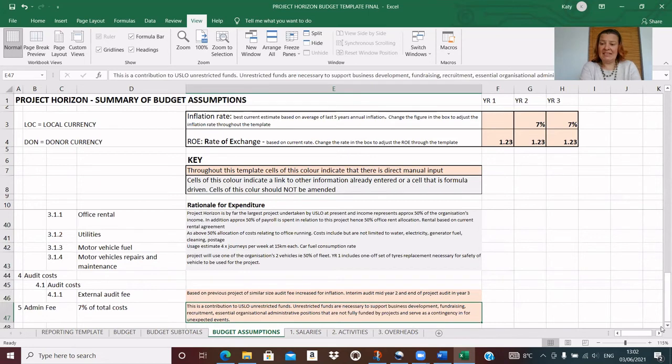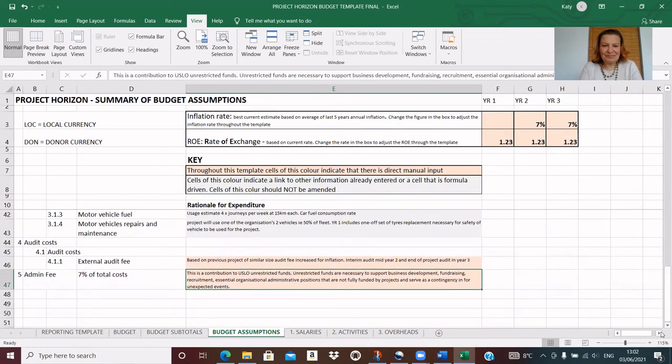And then I've put in a description for my admin fee. And I've said, this is a contribution to USLO. Unrestricted funds are necessary to support business development, fundraising, recruitment, essential organisational administrative positions that are not fully funded by projects and serve as a contingency for unexpected events. So that's where I need to persuade the donor that you need to give me this admin fee in order to fund the whole organisation.